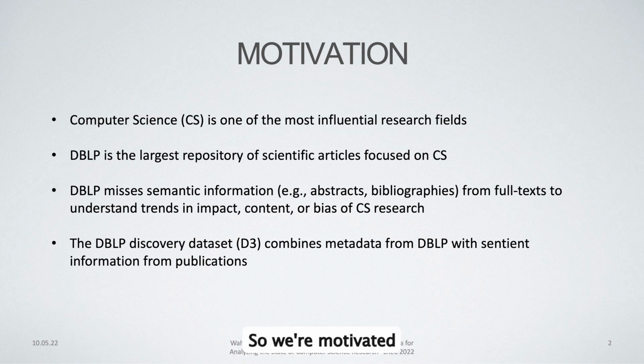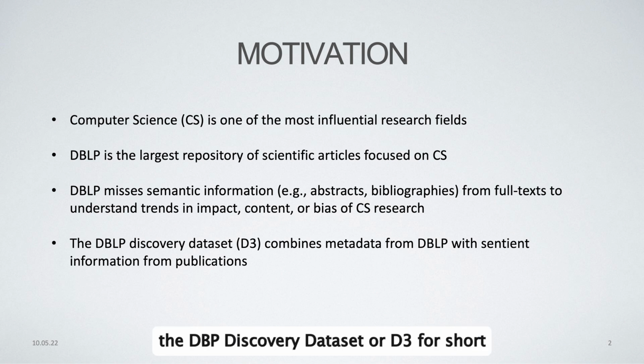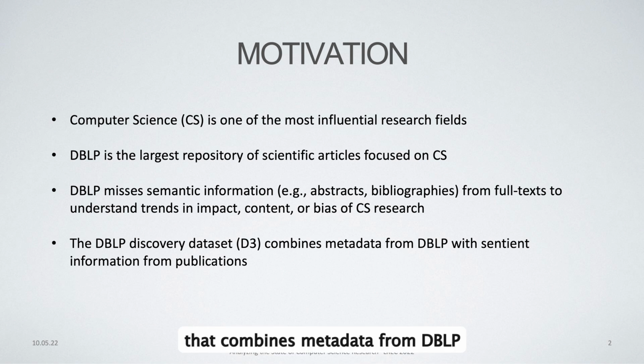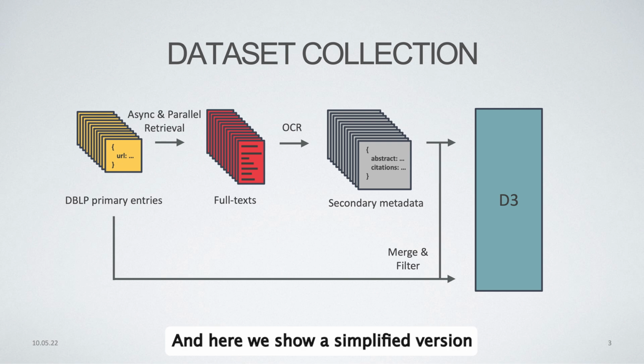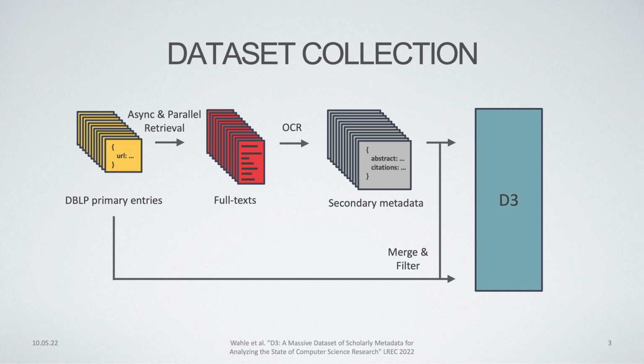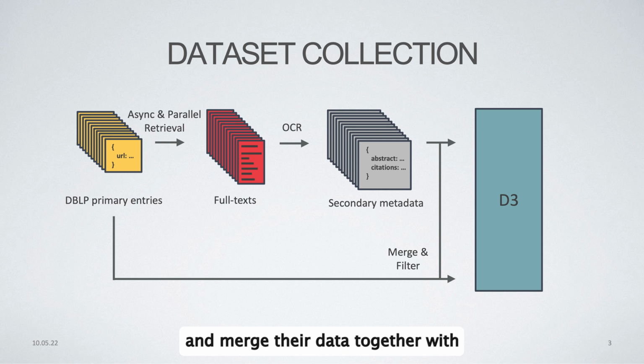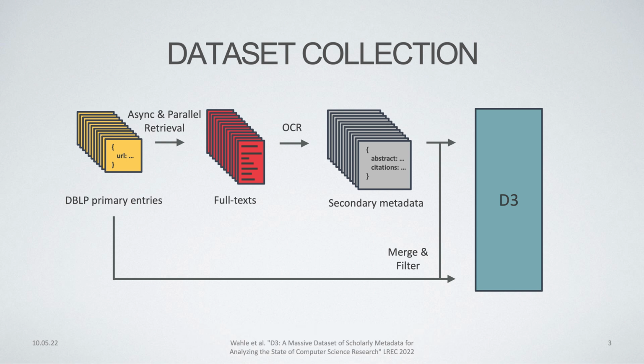So we're motivated by this limitation of DBLP, which is why we now propose a dataset, the DBLP Discovery Dataset, or D3 for short, that combines metadata from DBLP with additional data from the actual full text. And here we show a simplified version of the dataset retrieval process. So we use links to articles or DOIs to retrieve the full text of entries from DBLP, and then process the articles and merge their data together with DBLP's entries.